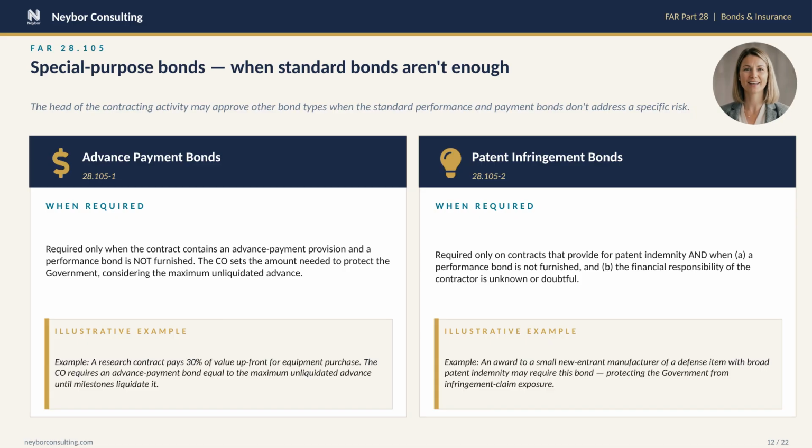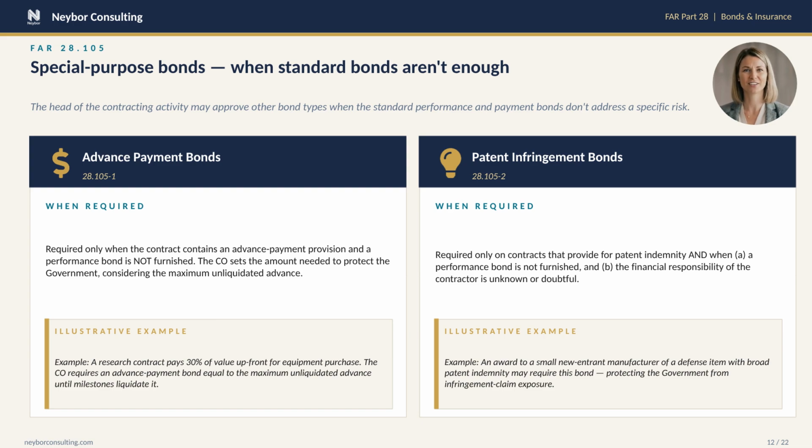On the right, patent infringement bonds. These are unusual but important. They are required when 3 conditions stack. The contract provides for patent indemnity by you, no performance bond is furnished, and your financial responsibility is unknown or doubtful. The classic case is a new entrant manufacturer of a defense item with a broad patent indemnity clause, where the government wants assurance that if a patent holder sues, you can actually pay the indemnity.